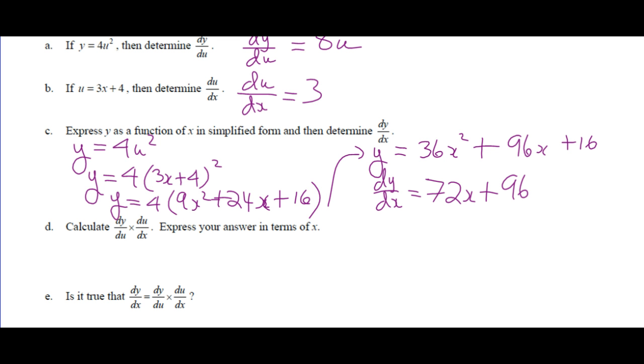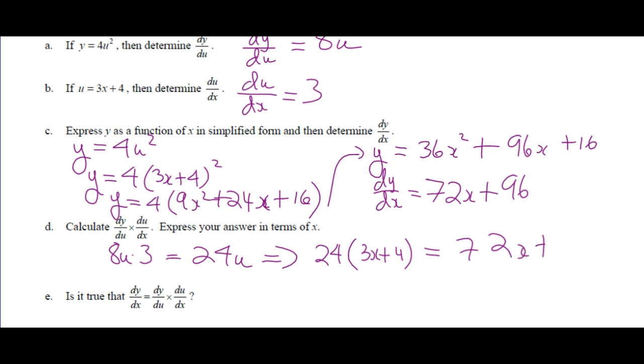Calculate dy by du times du by dx. Okay, let's just do it underneath here. So what's dy by du? 8u, right? And what's du by dx? 3. So what's that? 24u. But what's u? Question mark. All right, what's u? 3x plus 4, which is, oh, wait. Oh yeah, right?